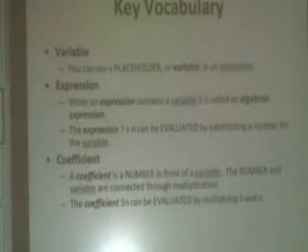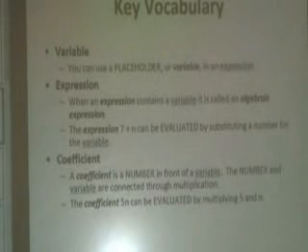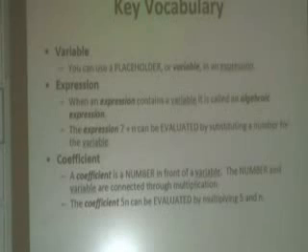The first vocabulary word will be variables. You can use a placeholder or a variable in an expression. The next word would be expression. When an expression contains a variable, it's called an algebraic expression. And the expression 7 plus n can be evaluated by substituting a number for the variable. So the variable is the letter n, and evaluate is just a fancy word for saying solve.